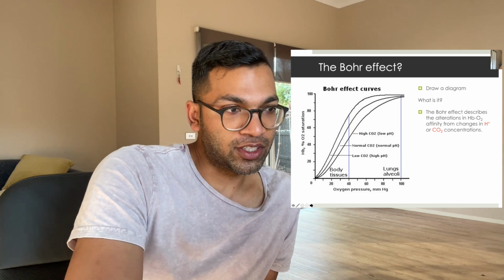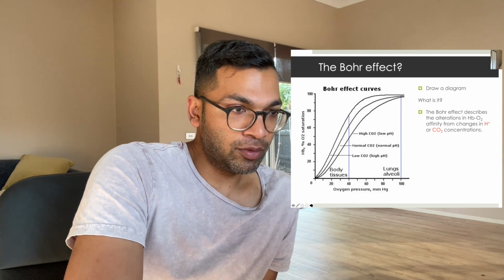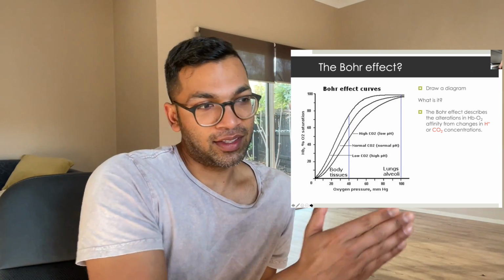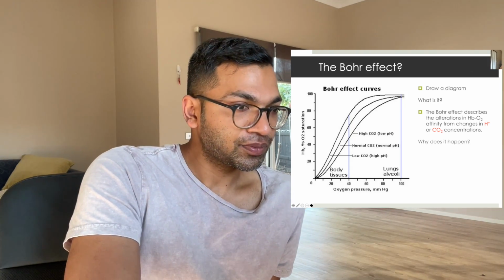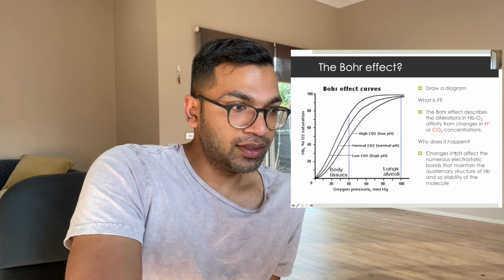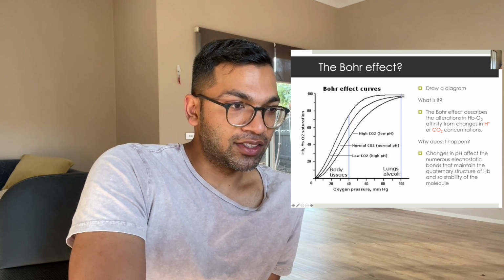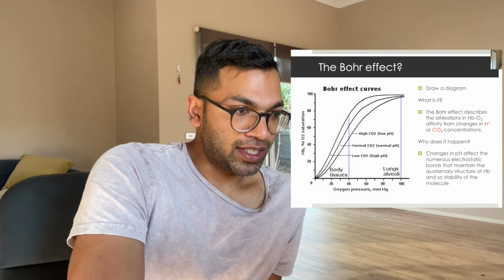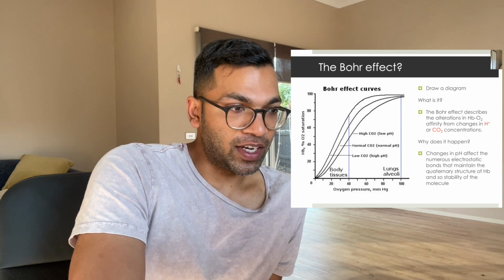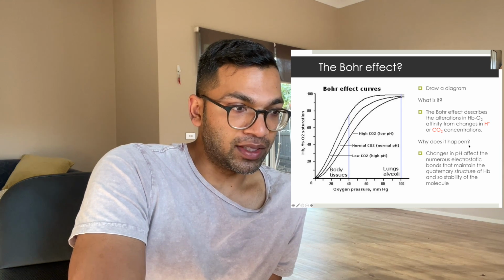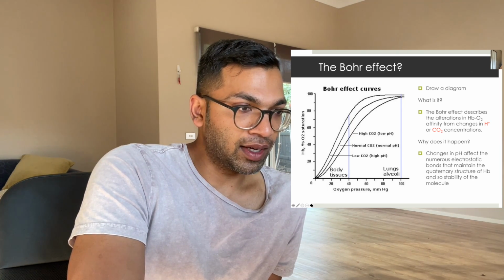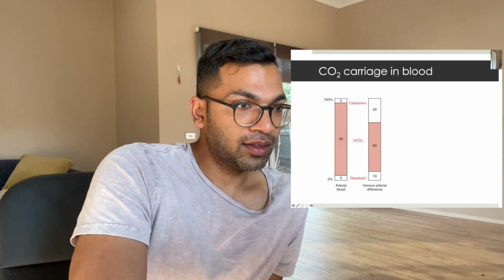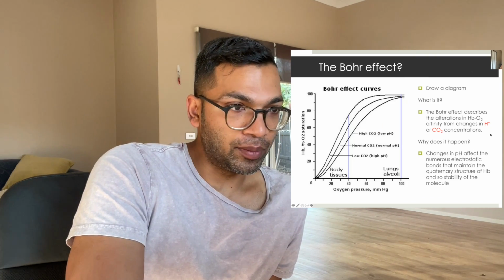The Bohr effect therefore describes alterations in HbO2 affinity from changes in H+ and CO2 concentrations. And like you mentioned, really, it's all about this right and left shift. Why does it happen? I should have asked you that, sorry. So changes in pH affect the numerous electrostatic bonds that maintain the quaternary structure of Hb, and so therefore the stability of the molecule. And this might increase the offloading. Any questions about that, sorry, before we move on?